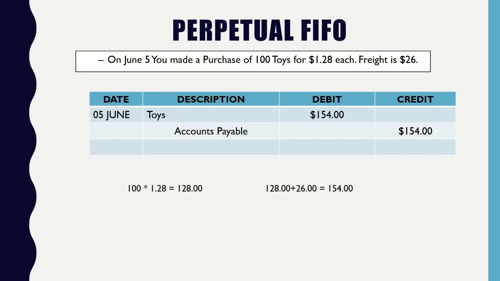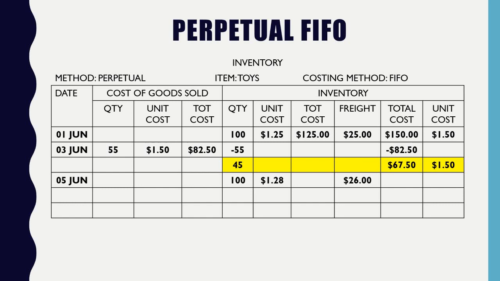Okay. Now, of course, the next thing that happened was June 5th. You made another purchase of 100 toys for $1.28 with the freight cost of $26. So I've already solved it for you here. Now, again, we no longer have this 100 items anymore, right? It's now down to 45. So we're leaving that as batch number 1, and we're dealing with FIFO, okay?